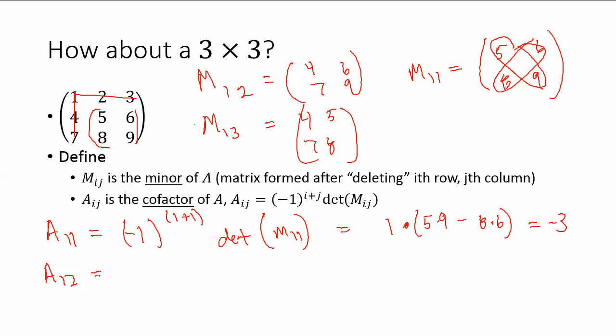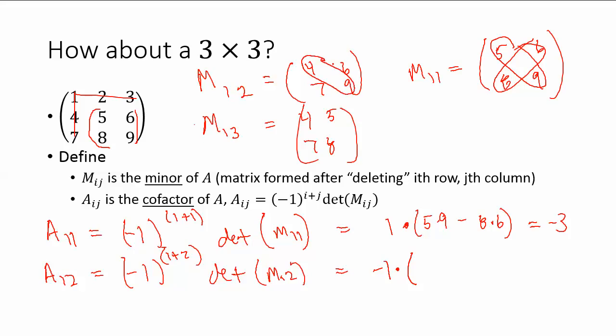A12 would be calculated by taking -1 to the i plus j power, which is 1 plus 2, times the determinant of M12. So that's going to be -1 to the third power, which is -1, times the determinant of M12, which is 4 times 9 minus 7 times 6. That's going to equal negative 1 times 36 minus 42, which is negative 6. Negative 1 times negative 6 is positive 6.